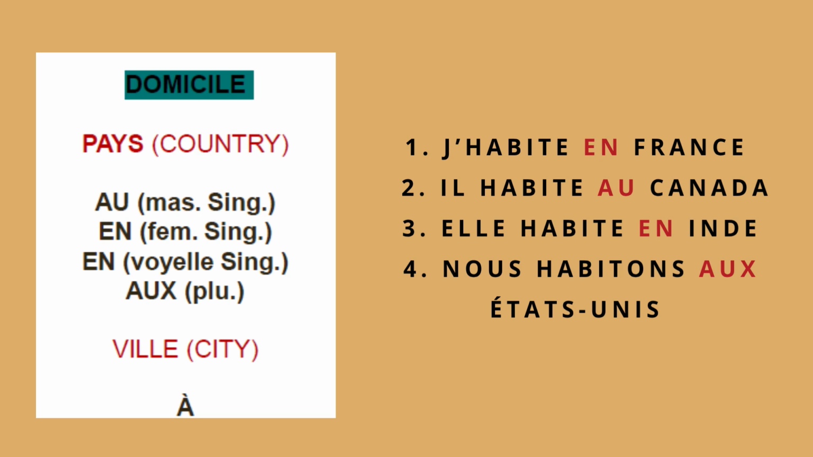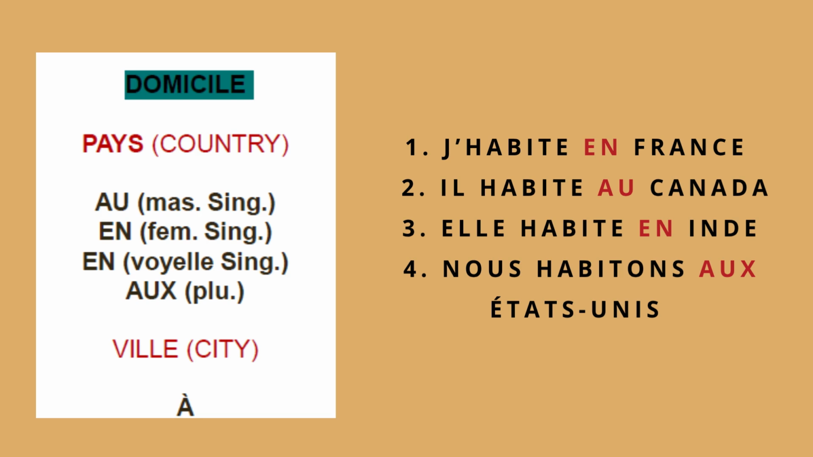For example, j'habite en France. I live in France. Here France is ending with E. This is a feminine country, feminine singular. That's why here I have put en. J'habite en France. I live in France. Second, il habite au Canada. Here Canada is a masculine country. That's why here it's au, which sounds like o.